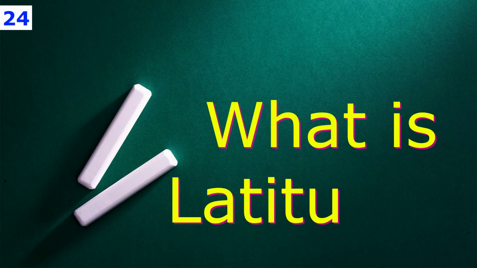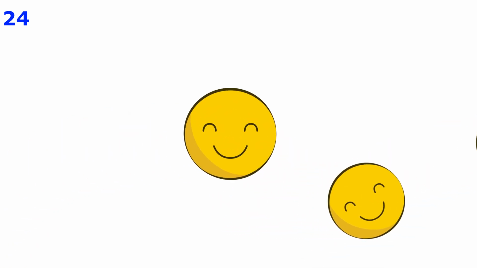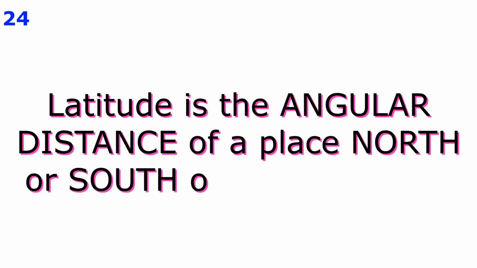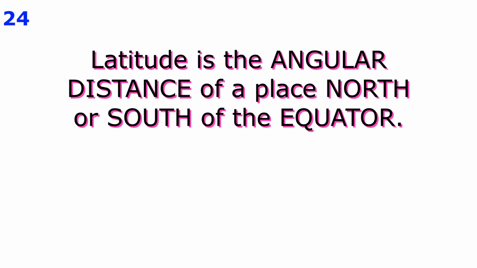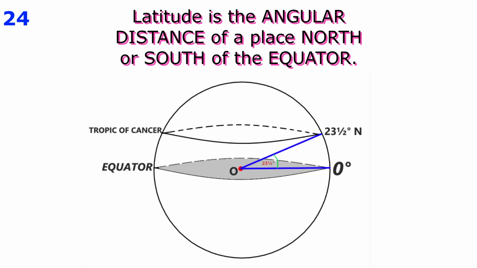Now, what is latitude? Are you worried, friend, about this question? No, friend. I am here, your friend Mo. What is latitude? Latitude is the angular distance. Yes, friend. Actually, latitude is the angular distance of a place, north or south of the equator.